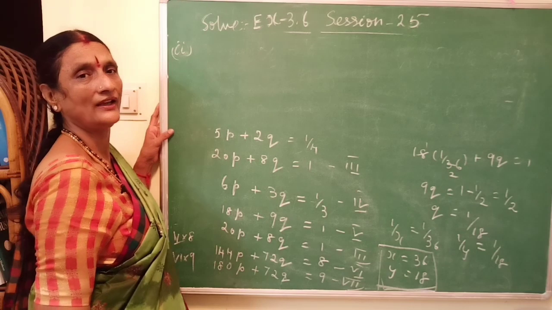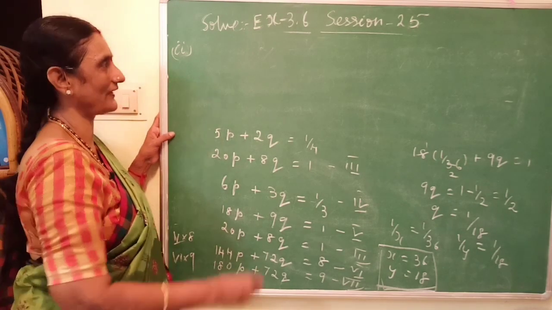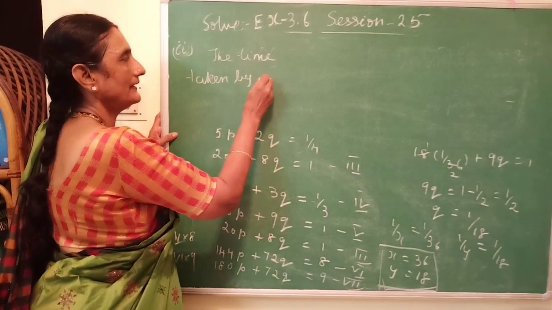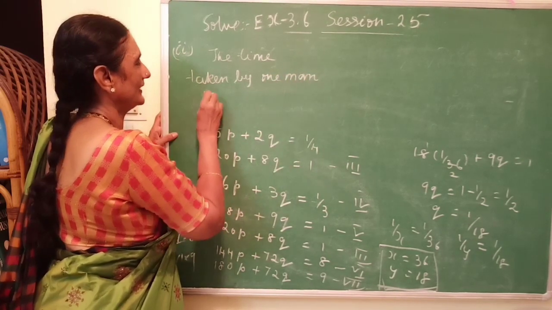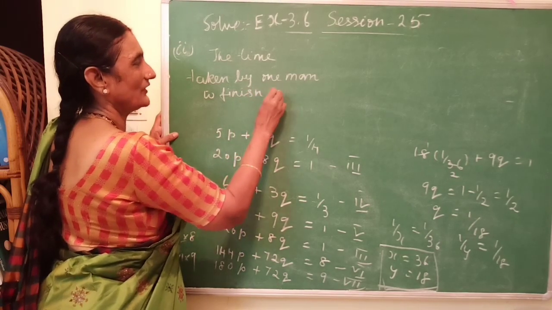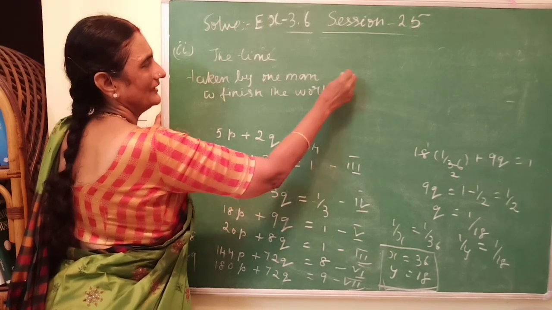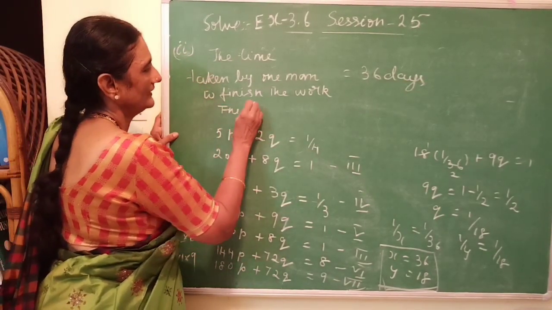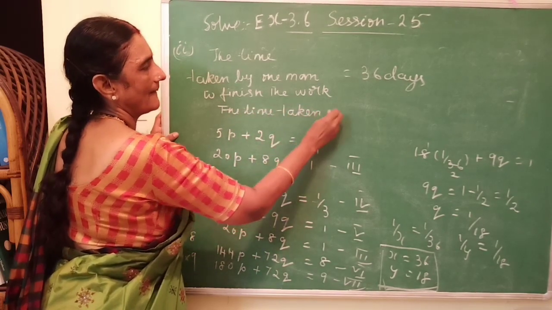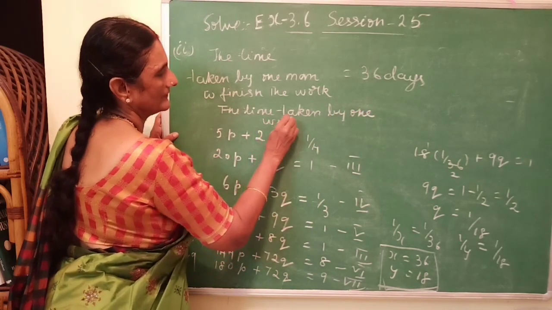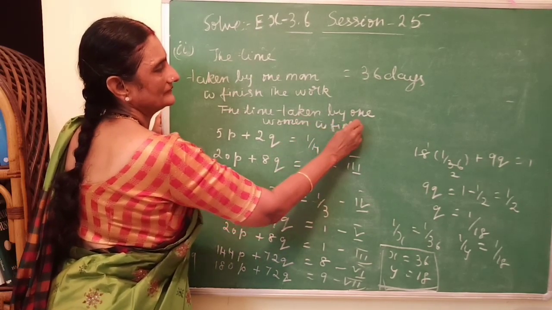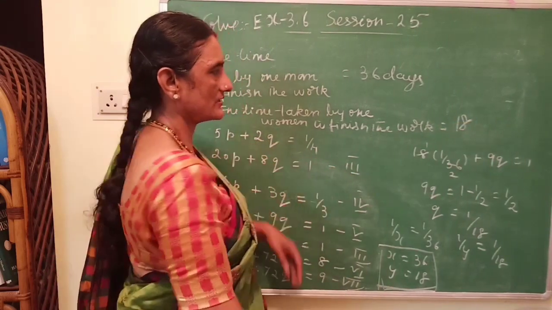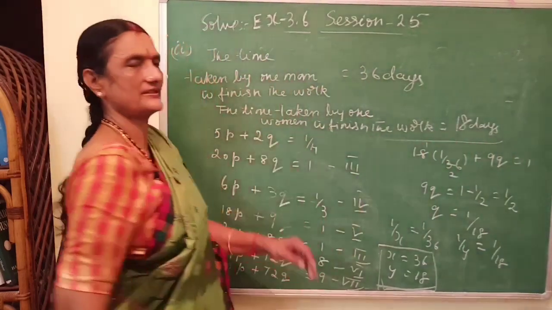As I am always insisting you, whenever you do word problems, you cannot leave the answers as x and y. You should write the time taken by, what we have kept as x, the time taken by one man to finish the embroidery work, which is equal to 36 days. What is y here? Y is the time taken by one woman to finish the work, 18 days. You have to finish the sum like this.